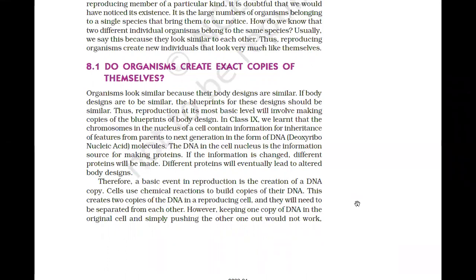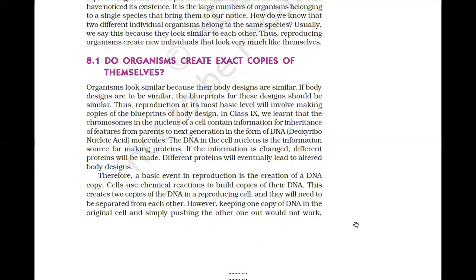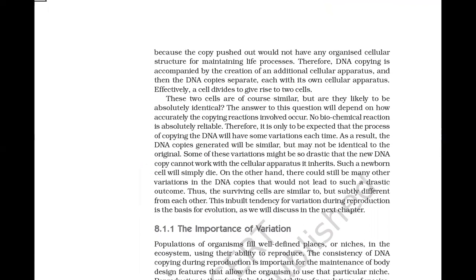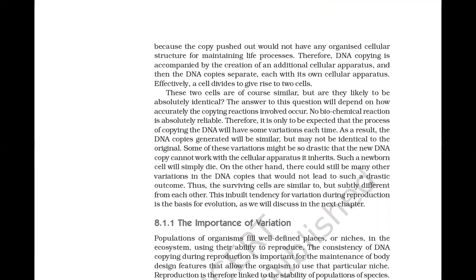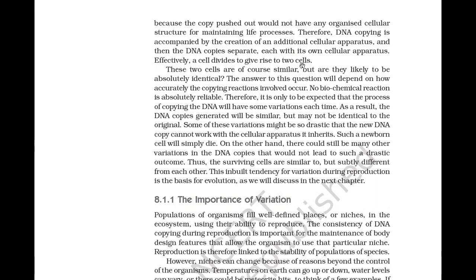Cells use chemical reactions to build copies of their DNA. This creates two copies of the DNA in a reproducing cell, and they will need to be separated from each other. However, keeping one copy of DNA in the original cell and simply pushing the other one out would not work, because the copy pushed out would not have any organized cellular structure for maintaining life processes. Therefore, DNA copying is accompanied by the creation of an additional cellular apparatus, and then the DNA copies separate, each with its own cellular apparatus. Effectively, a cell divides to give rise to two cells.